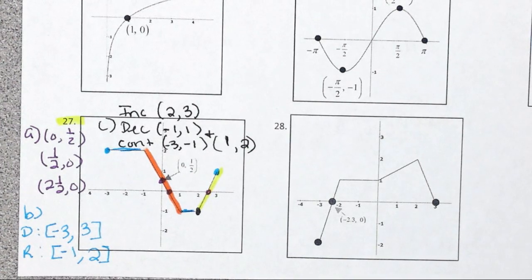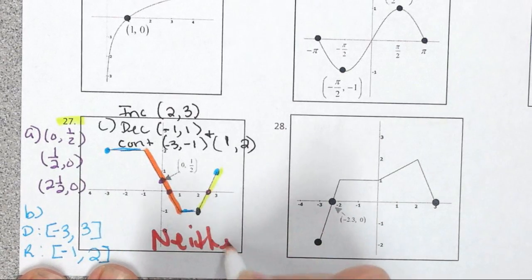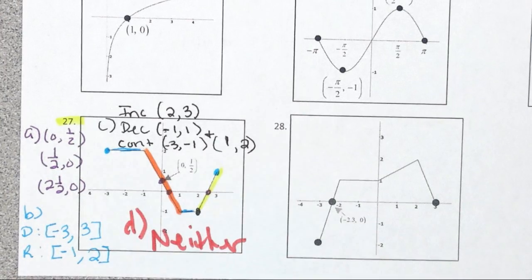The last thing you have to do for every single problem is decide if it's even, odd, or neither. Can you fold this on the y and it be symmetric? No. Can you double flip it and it be symmetric? No. So what would you call this then? Neither. Okay, and now we've done all 4 parts. Easy? Beautiful. All right, turn it over.